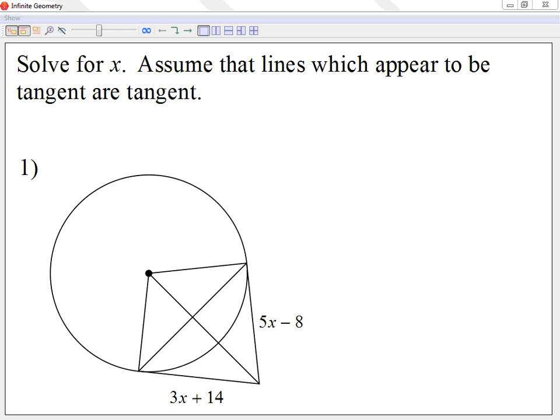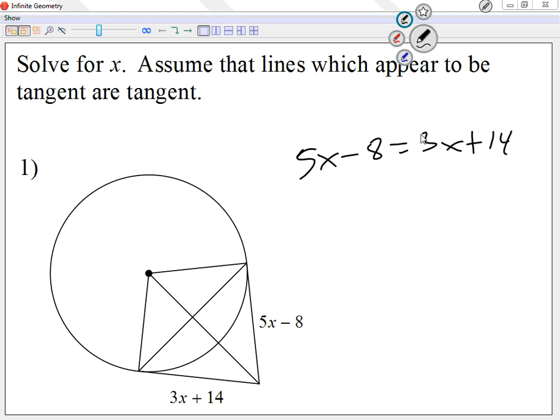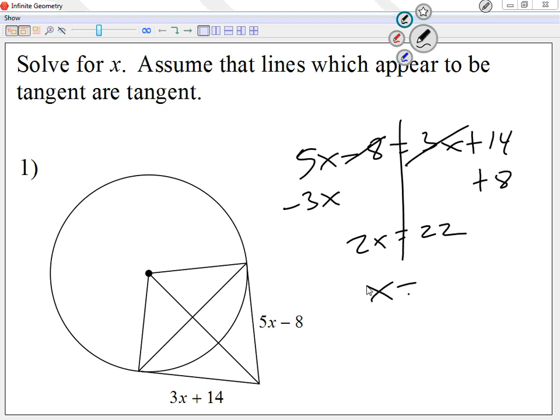So for question number one, the way I'm going to solve this is 5x minus 8 equals 3x plus 14, and then solve for x. We know how to solve for x easily. My 3x, let me move it to the left as a negative 3x. My negative 8, let me move it to the right as a plus 8. So we get 2x equals 22. So x equals 11.